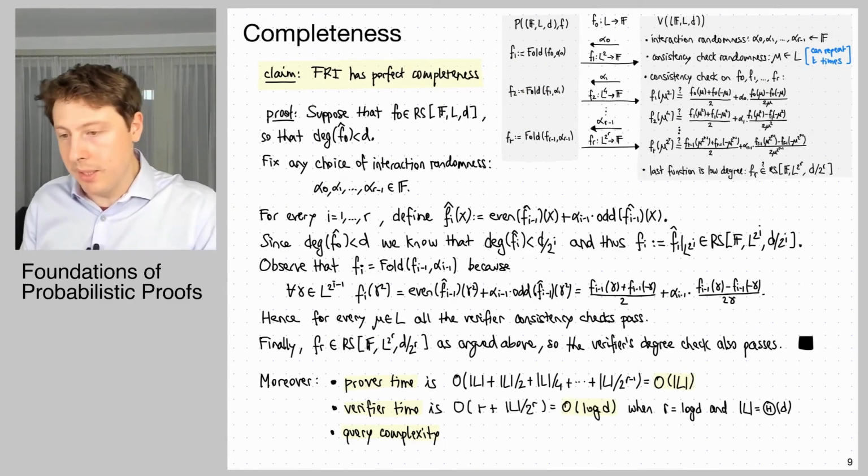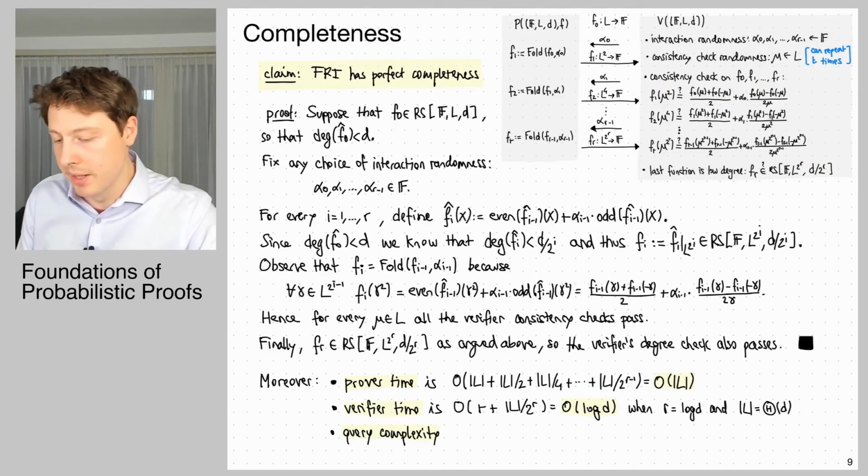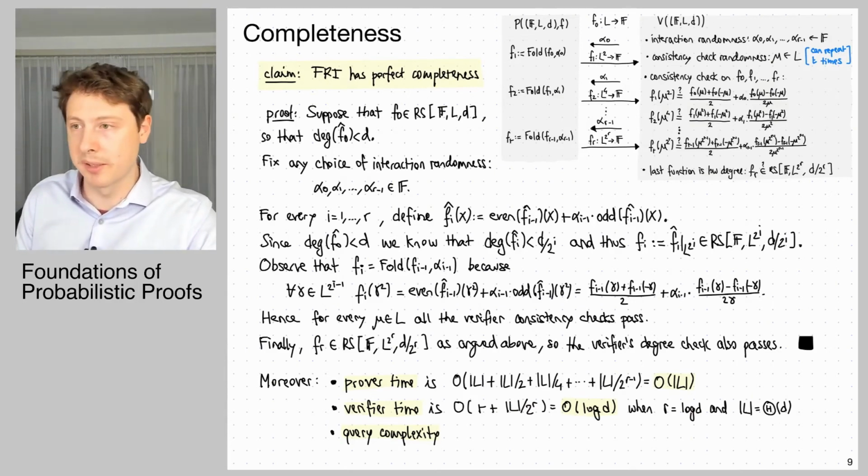The verifier time is a constant number of field operations per round, plus some interpolation at the end over this final domain. The final domain has this size, and all of this is logarithmic in D when R is log D, and the degree is linear in the domain, which is the regime where we're working.